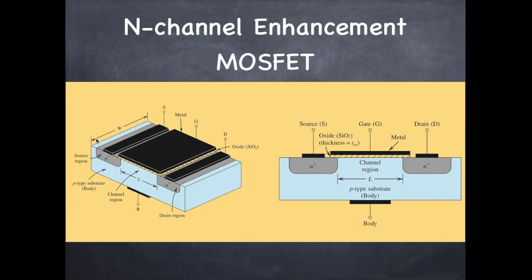MOSFET is a symmetrical device, that is, source and drain can be interchanged with no change in the device characteristic. Coming again to the dimensions, this W by L, width by length ratio, is called aspect ratio. It's a dimensionless quantity. The device characteristics depend on these dimensions W and L.